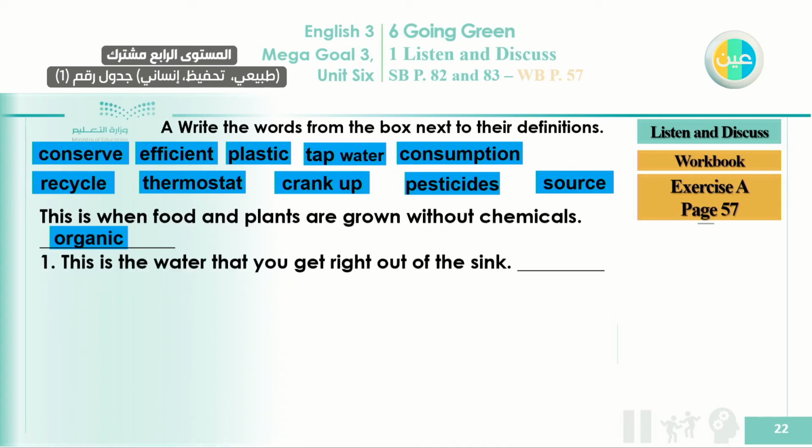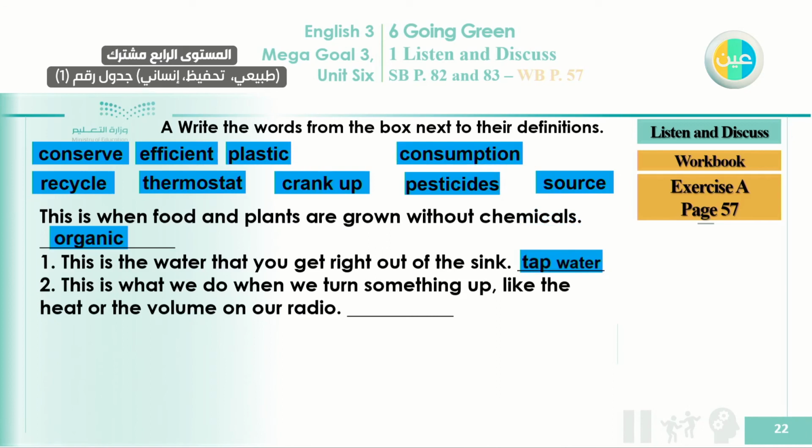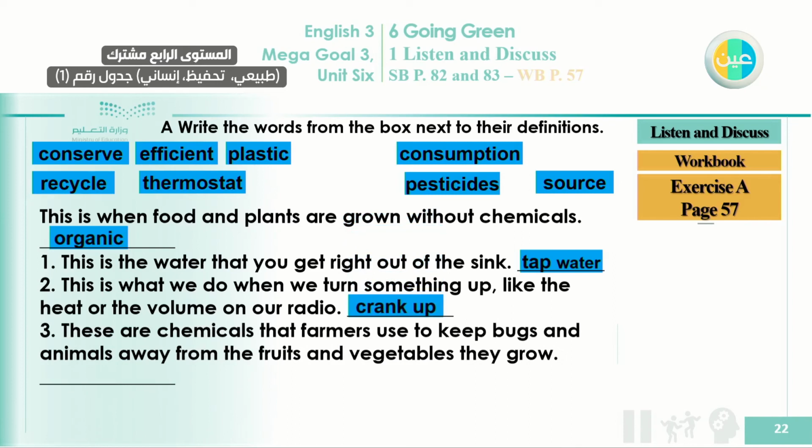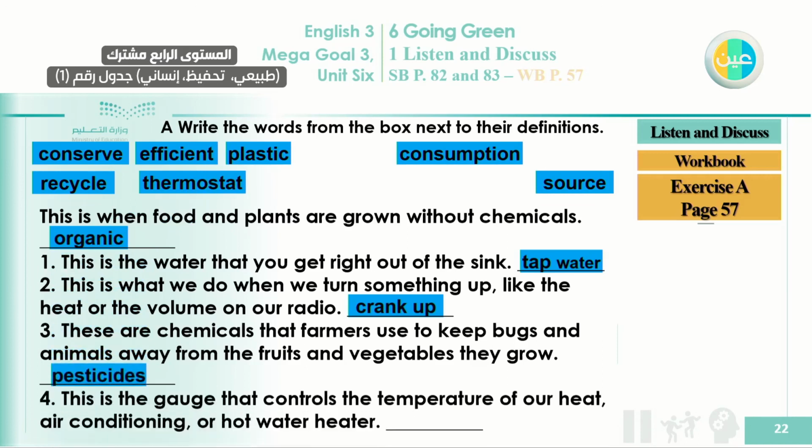We have number 1. This is the water that you get right out of the sink. Let's see, guys. Tap water. Number 2. This is what we do when we turn something up, like the heat or the volume on our radio. It's crank up. And number 3 is these are chemicals that farmers use to keep bugs and animals away from the fruits and vegetables they grow. It's pesticides. And number 4, this is the gauge that controls the temperature of our heat, air conditioning, or hot water heater, which is a thermostat.